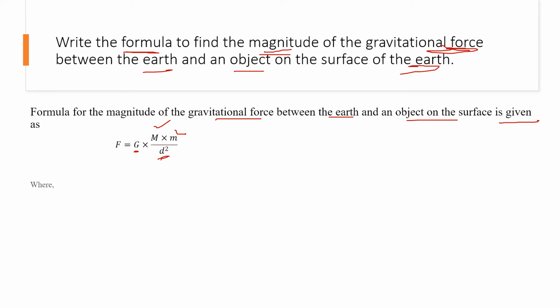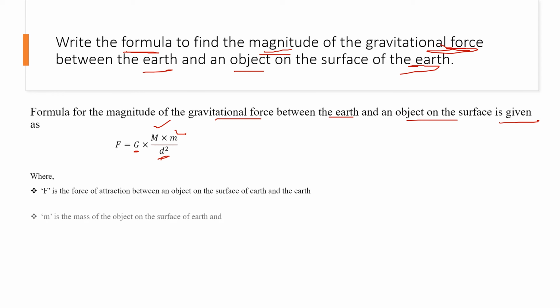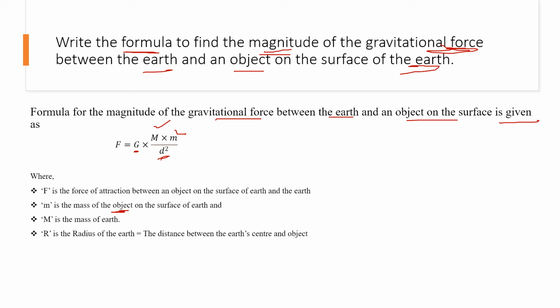That's the simplest way. Where, what is F? F is the force of attraction between an object and the Earth. What is small m? Small m is the mass of the object, because I'm thinking of a small object other than Earth, on the surface of the Earth. What is capital M? It's the mass of the Earth. Then what is this R, or you say d? d is the radius of the Earth. Remember, you have to take it from the center of the Earth to the object.